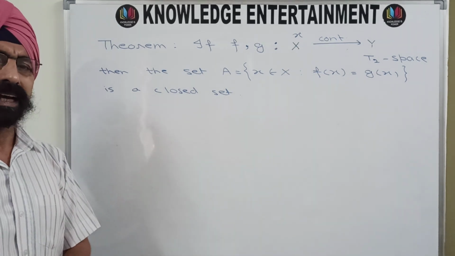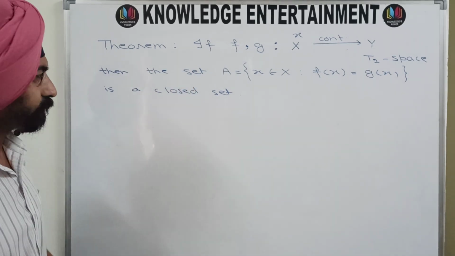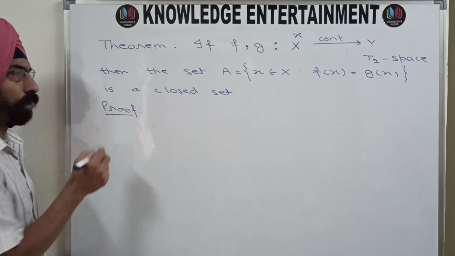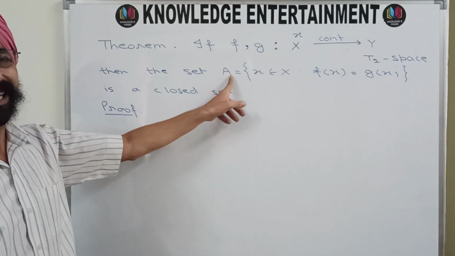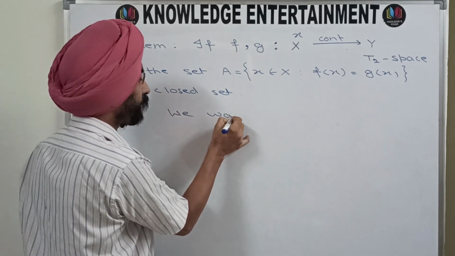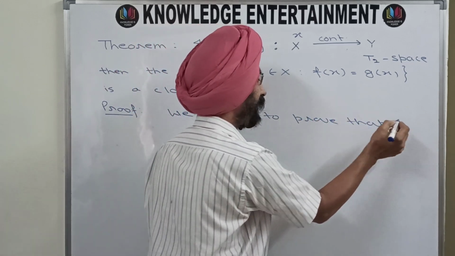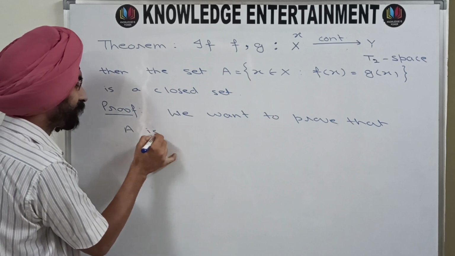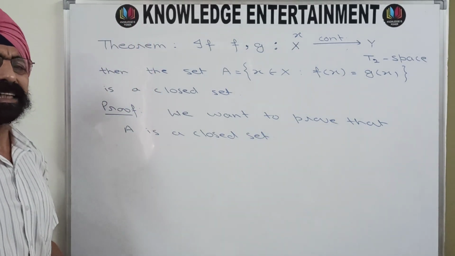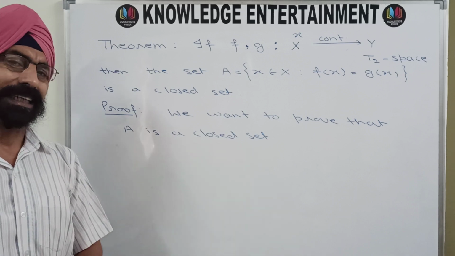There is an extension of this theorem too that we will cover later on, but first we will move on to the proof of this theorem. We want to show that A is a closed set, and it is equivalent to show instead that the complement of A is an open set.